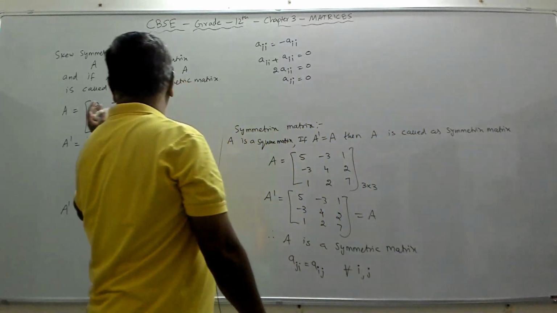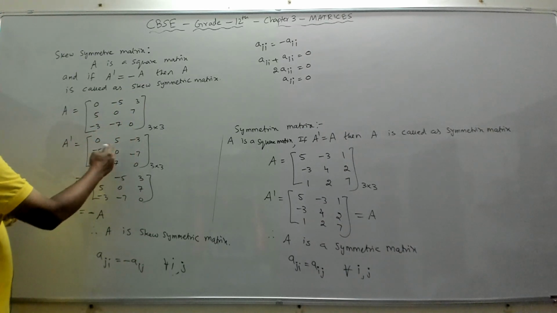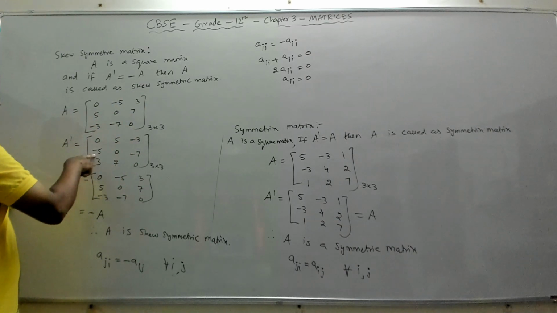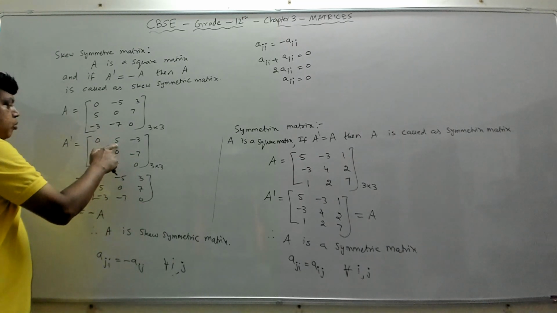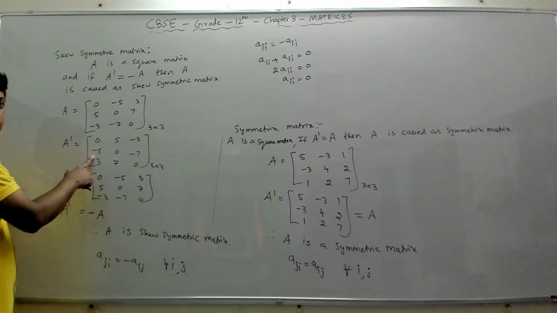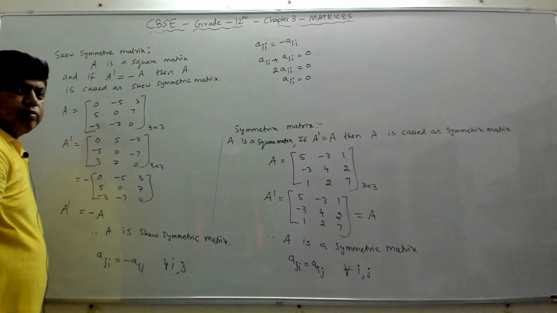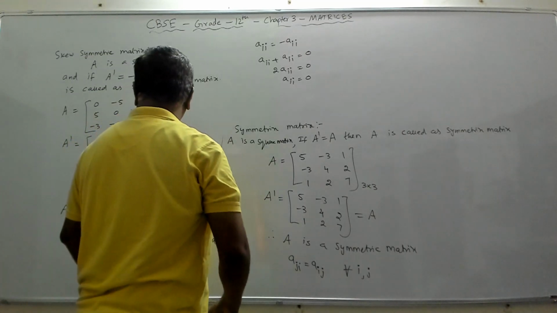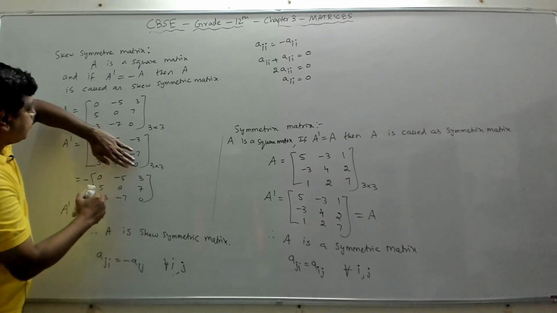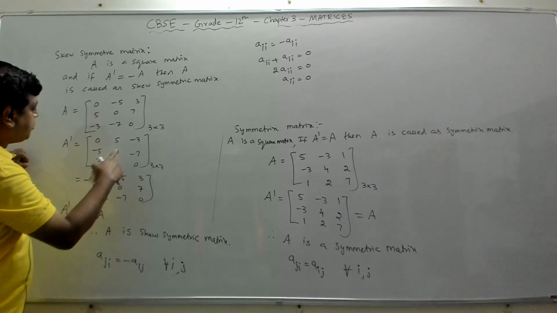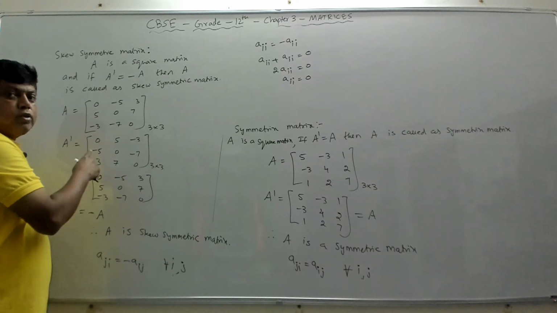And then obviously the other non-diagonal elements should be the negative of each other. This minus 3 means it should be 3. Minus 5 means this should be 5. 7 means minus 7. So your A12 is minus of A21, and your A13 is minus of A31. If you hide the diagonal, all these will be negatives: 5, minus 5; 3, minus 3; minus 7, 7. And the diagonal elements should be 0. Then it becomes skew symmetric.